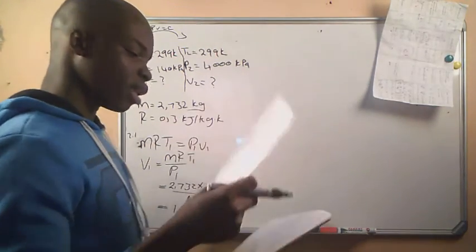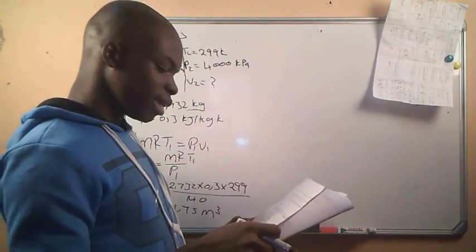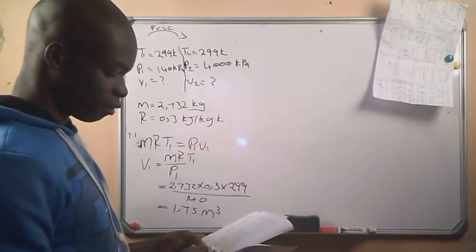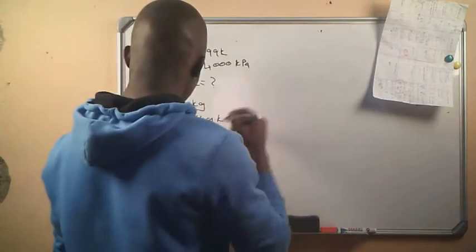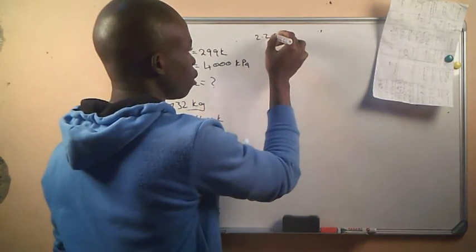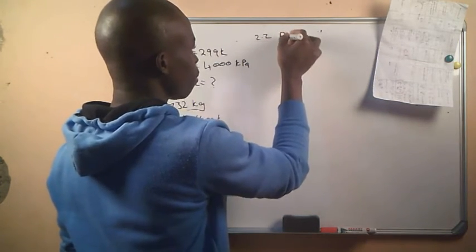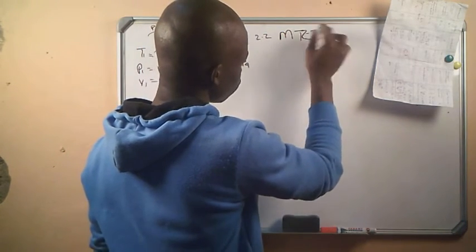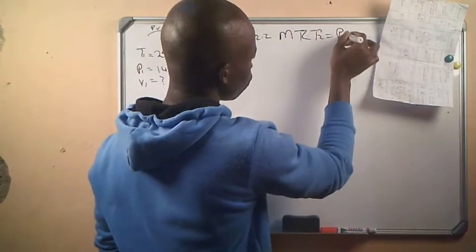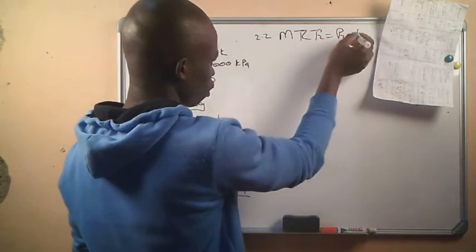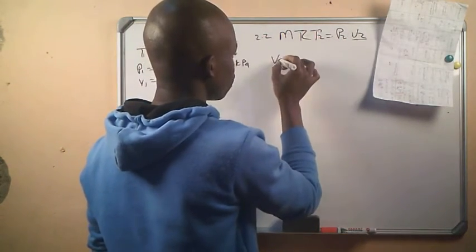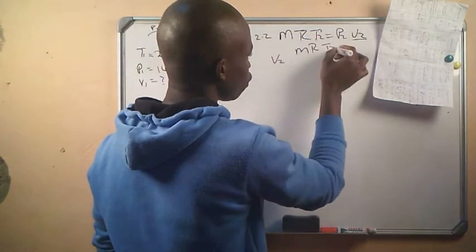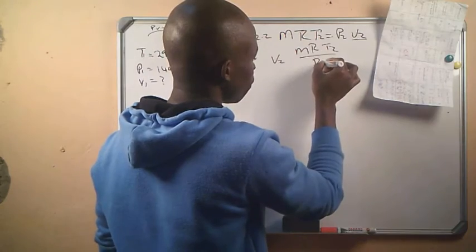And then our second question says, calculate the volume after compression. Now we are calculating for V2. Same method. V2: MRT2 is equal to P2 V2. And then we make it the subject of the formula: MRT2 divided by P2.